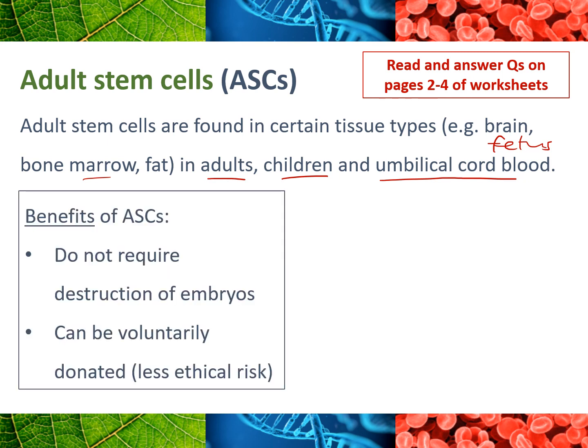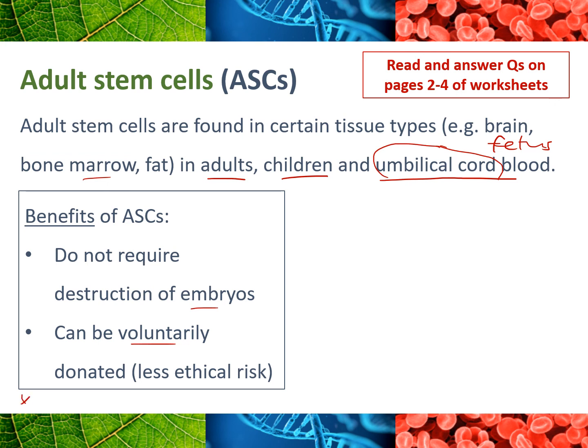The benefits of adult stem cells, I guess, is kind of the reverse of the embryonic ones. So these don't require the destruction of embryos. So ethically, a lot more people agree with it. And they can be voluntarily donated. So even things like the umbilical cord, many parents choose to donate the umbilical cord after birth, when it's no longer needed and it would just be destroyed anyway, and use it for getting stem cells.